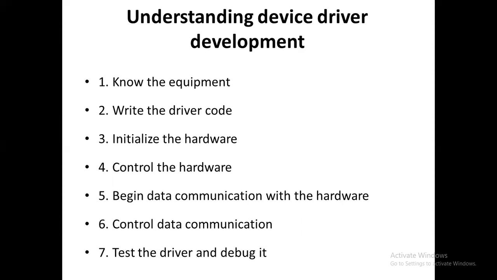Control the hardware. So it means that now your code will control the hardware. So you have to get full control to manipulate the features of the printer. I'm using the printer as an example because we have other devices. And then the fifth one, begin data communication with the hardware. So this is where you implement a strategy to ensure that there's communication between your code and the hardware.